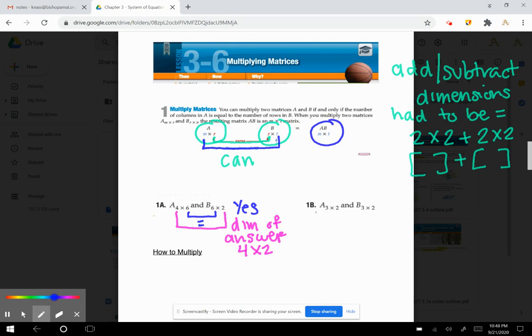Okay, let's look at 1B. Could you multiply these together? A 3 by 2 times a 3 by 2. These two middle numbers do not equal, so no, you cannot multiply them. Now, we'll even ask, could you add or subtract these? The answer here would be yes. Why could you add or subtract? Because your dimensions are equal. So just something to keep in mind. We always like to ask that.